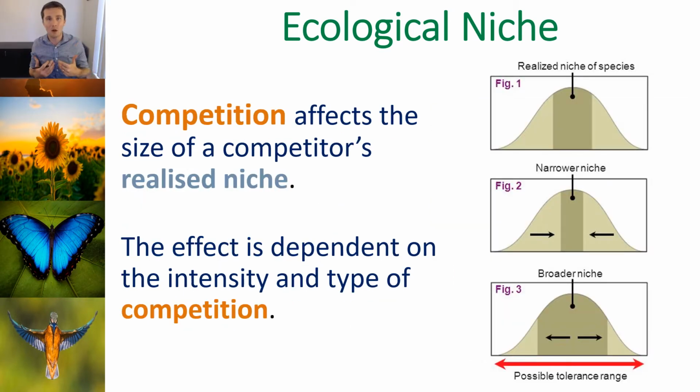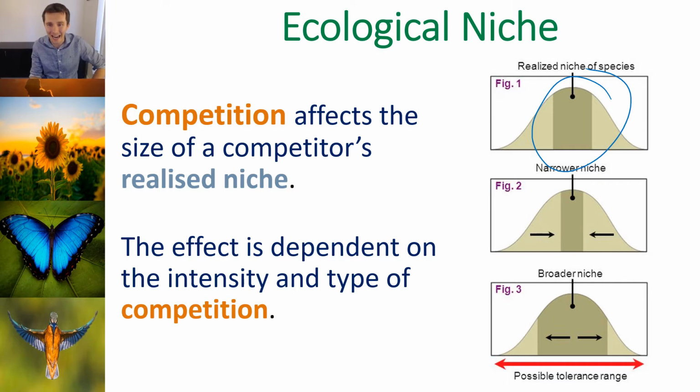So when we consider competition, competition does affect the size of the competitor's realized niche. And the effect is dependent on the intensity and type of competition. In certain types of competition, you are going to be able to live in a wider realized niche, and in other ones you're going to live in a more narrow niche. So if we look here, niches are narrower with moderate interspecific competition. You can see here, competition with other organisms causes this niche to be narrower than its fundamental niche, which is where it could live if it didn't have any competition.